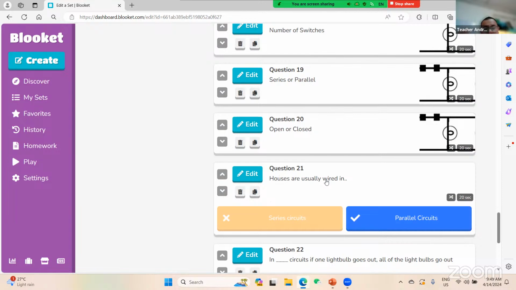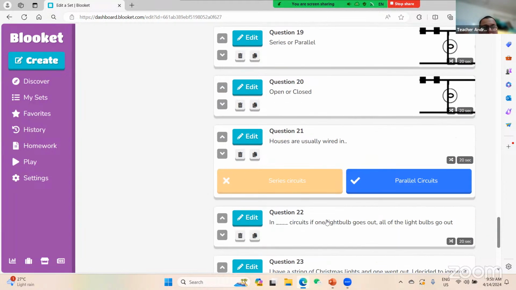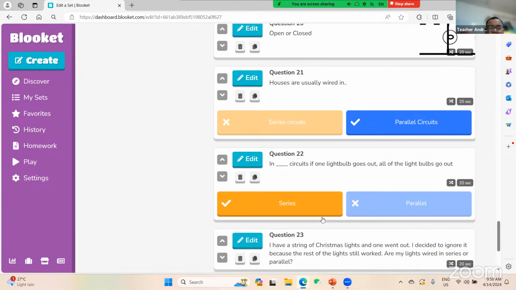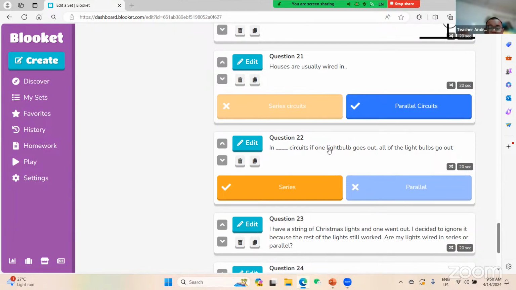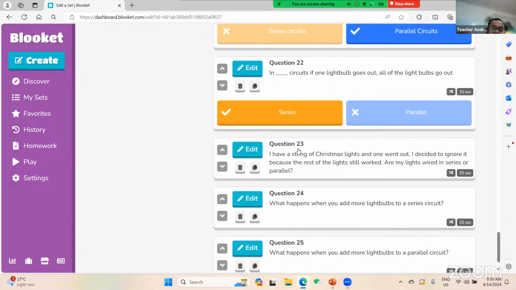House wires. The wires in our houses are always wired in parallel circuits, so that if one component is down, the others can still work. In other words, if one light bulb is spoiled, the other light bulb can still shine brightly. If I have a string of Christmas lights and one goes out, because the other lights are still working, I ignore it. Because one went out but the others can still be used, this is a parallel circuit.